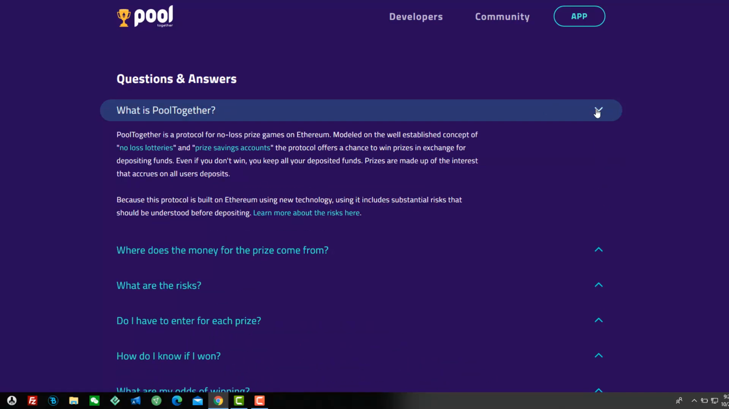PoolTogether is a protocol for no-loss prize games on Ethereum, modeled on the well-established concept of no-loss lotteries and prize savings accounts. The protocol offers a chance to win prizes in exchange for depositing funds. If you don't win, you keep all the deposited funds. Prizes are made up of interest that accrues on all deposits. Because this protocol is built on Ethereum using new technology, it includes substantial risks that you should be aware of before depositing.